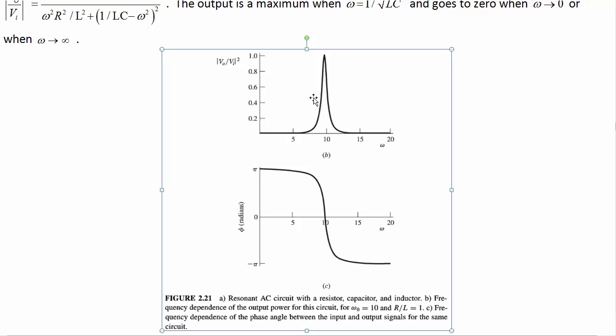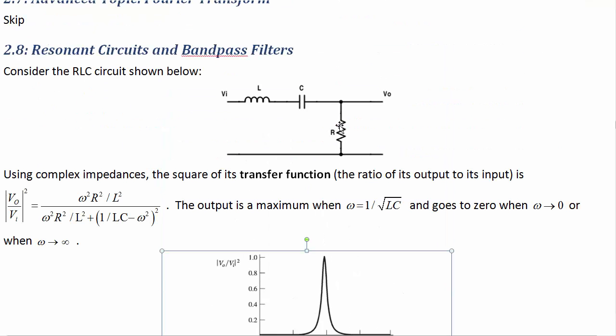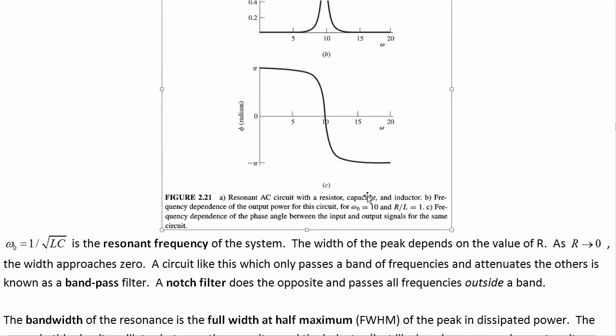So the height of this peak on this plot, because we're looking at the relative voltage, doesn't change if you change the R value. What R does is it changes the width of this peak.